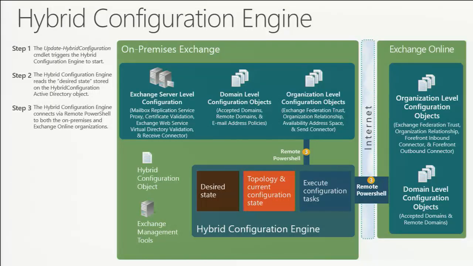And we do that by asking for two sets of credentials. We ask you for your on-premises admin credentials and your Office 365 admin credentials. We open a PowerShell run space to both these environments, and using the desired state and your current topology configuration, we execute a series of steps on both sides of the equation to get you to the desired state.